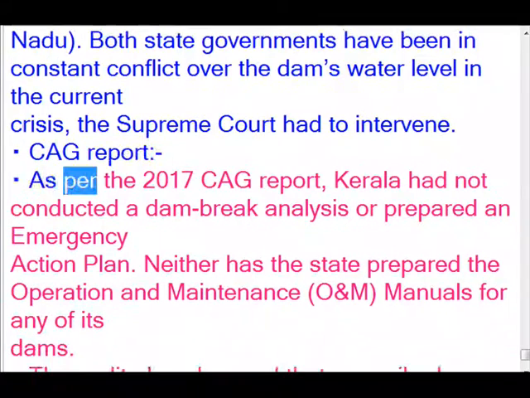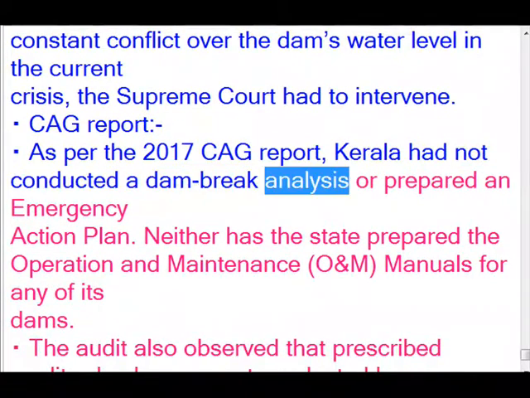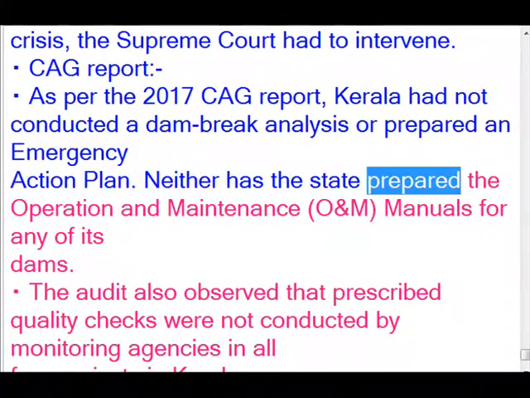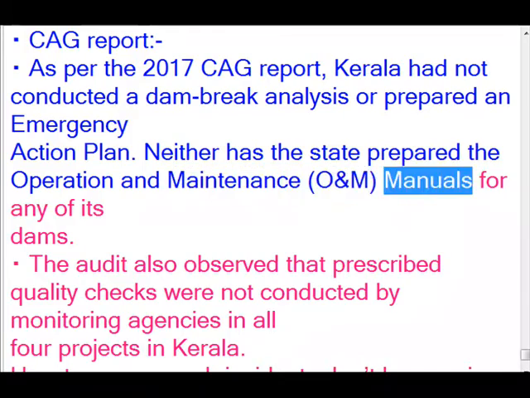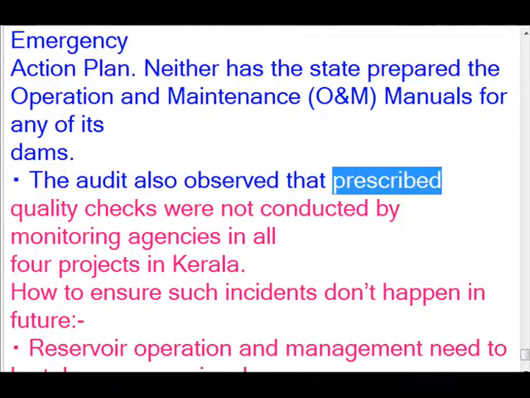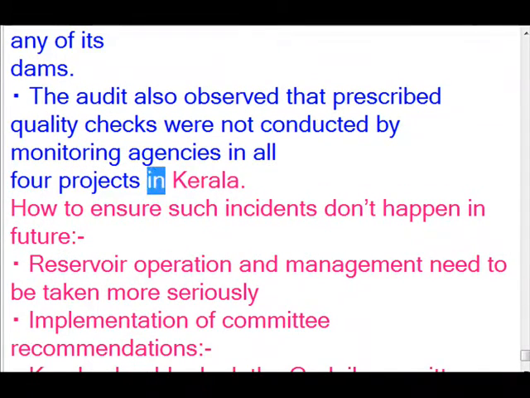CAG report. As per the 2017 CAG report, Kerala had not conducted a dam break analysis or prepared an emergency action plan. Neither has the state prepared the operation and maintenance manuals for any of its dams. The audit also observed that prescribed quality checks were not conducted by monitoring agencies in all 4 projects in Kerala.